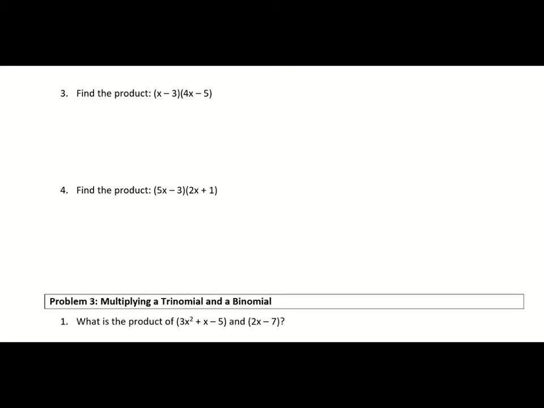The next problem we're going to do is find the product of x minus 3 and 4x minus 5. Again, I know I'm finding the product because in between my two binomials is no symbol. That means we're multiplying because all we see are the parentheses. So to multiply binomials, we need to distribute each term from the first binomial to each term in the other binomial. So x times 4x would make 4x squared. X times -5 would make -5x.